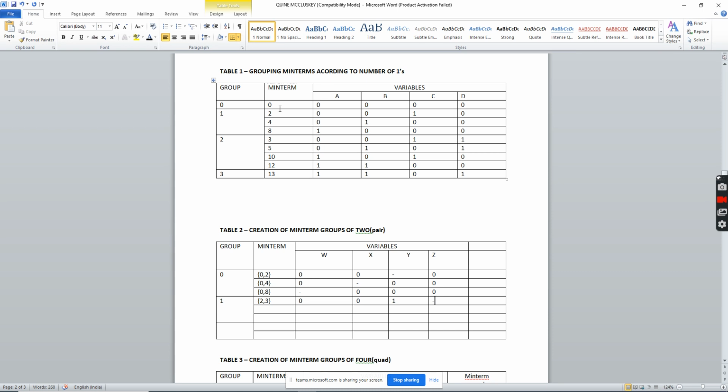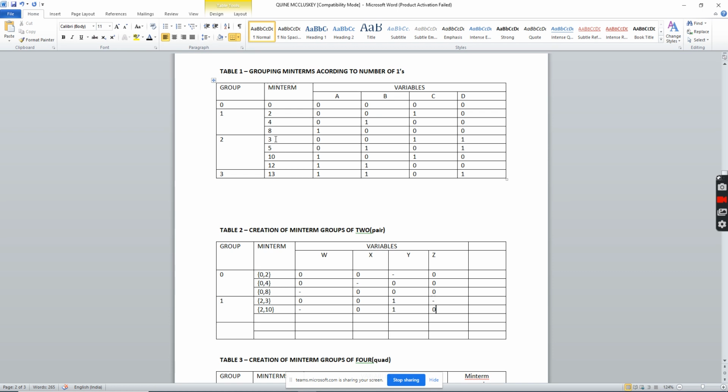2 and 5 is not possible. So 2 and 10 is possible, so I'll be writing 2 comma 10. So dash 0 1 0. Next, 2 and 10 is over. Then 2 and 12 is not possible.